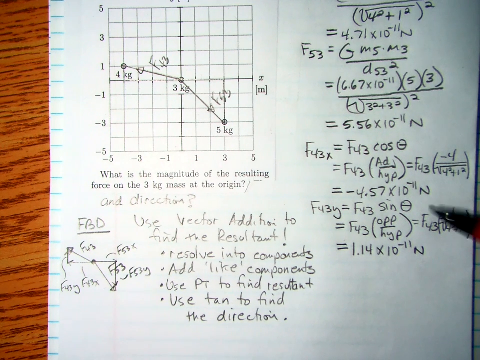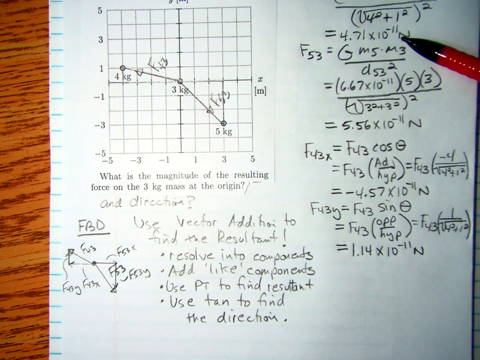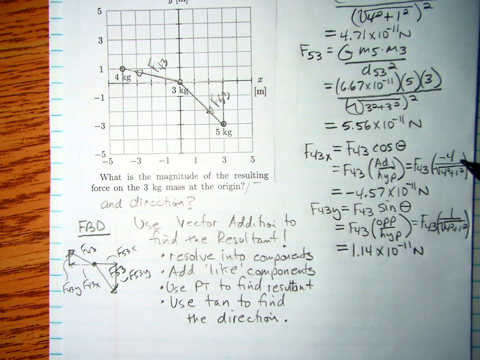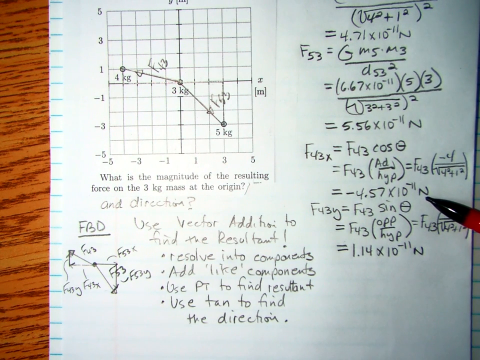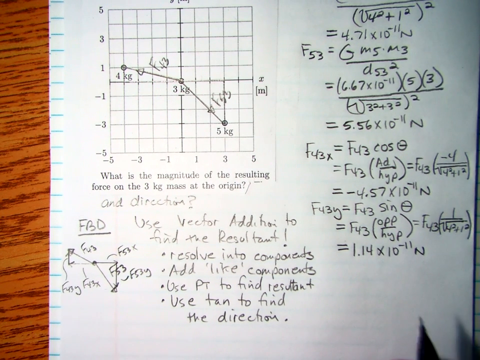Okay, so if we multiply 4.71 times 10 to the minus 11 times -4 divided by the square root of 17, we get the x component, which is -4.57 times 10 to the minus 11. Okay? All right. So we've broken the first vector, F43, into its x and y components. Now we're going to break F53 using the same technique.